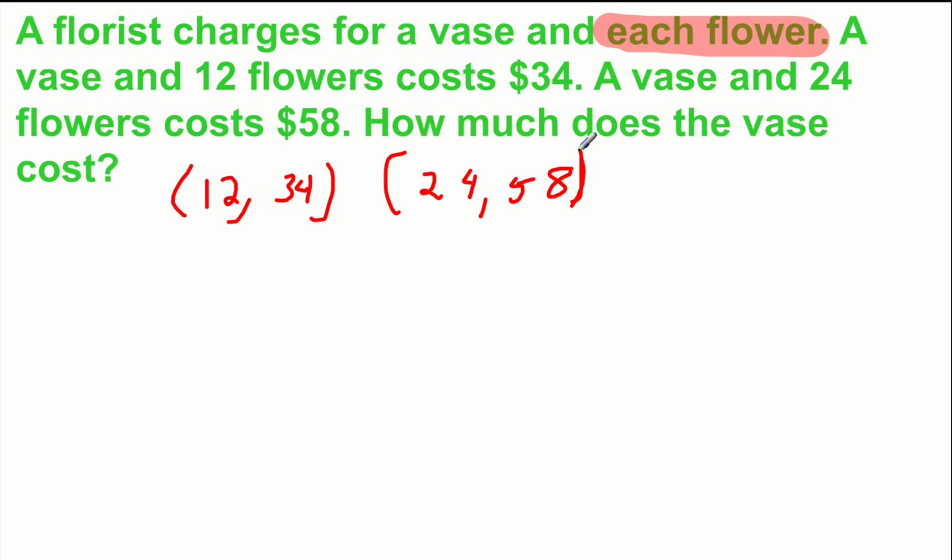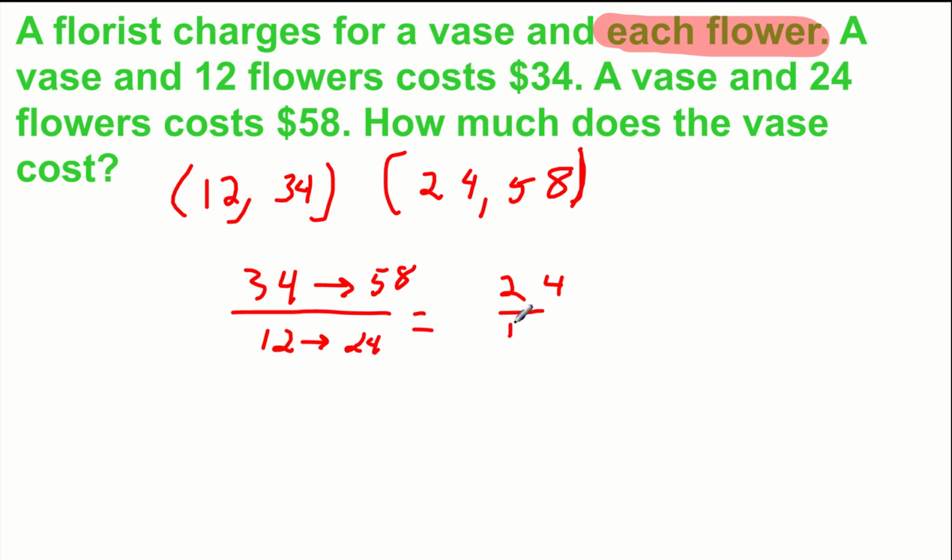So if we're finding our y-intercept, we got to find our slope first. Find slope by doing change in y over change in x. So our y values are going from 34 to 58. X values are going from 12 to 24. You can always subtract the second number minus the first number if needed. But from 34 to 58 is an increase of 24. 12 to 24 is an increase of 12. That's a division problem then. 24 divided by 12 is 2. What that tells you is the cost of each flower.